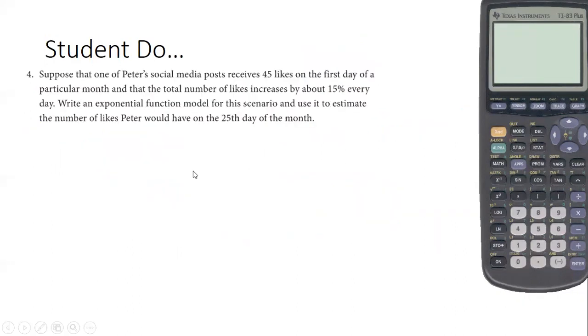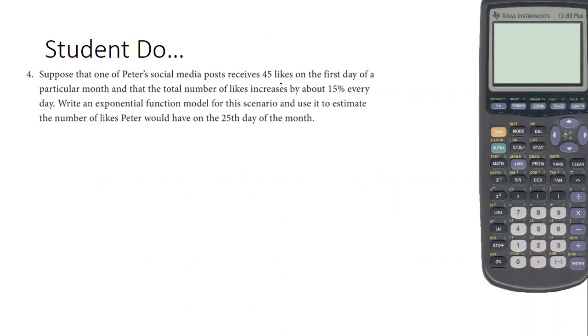Okay, I want you to do 4, but 4 is a little tricky. Okay, it's only a little additive. Here we go. Suppose that one of Peter's social media posts receives 45 likes on the first day of a particular month, and that the total number of likes increases by about 50% every day. Write an exponential function model for this scenario and use it to estimate the number of likes Peter would have on the 25th day of the month.